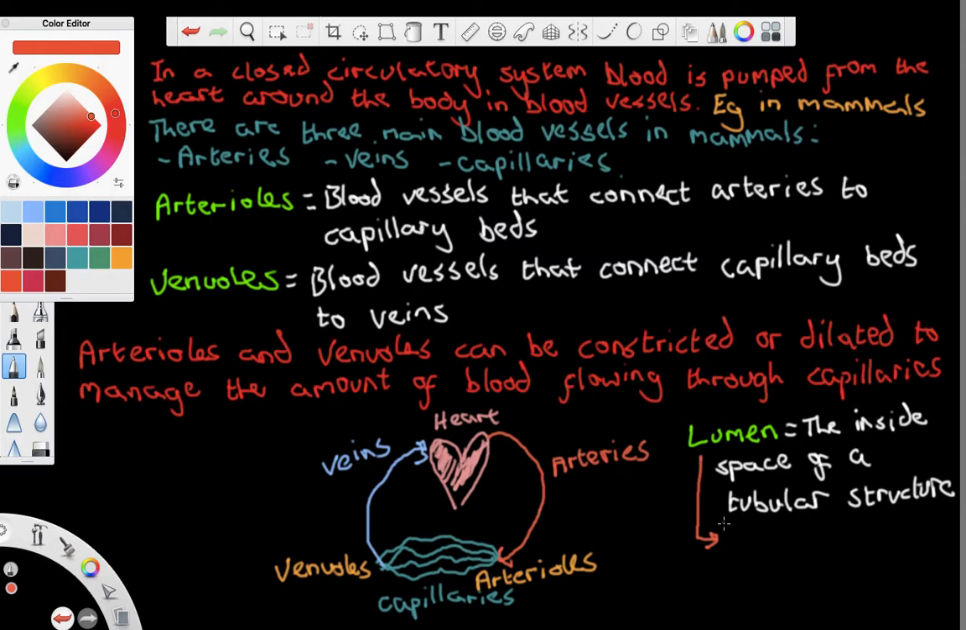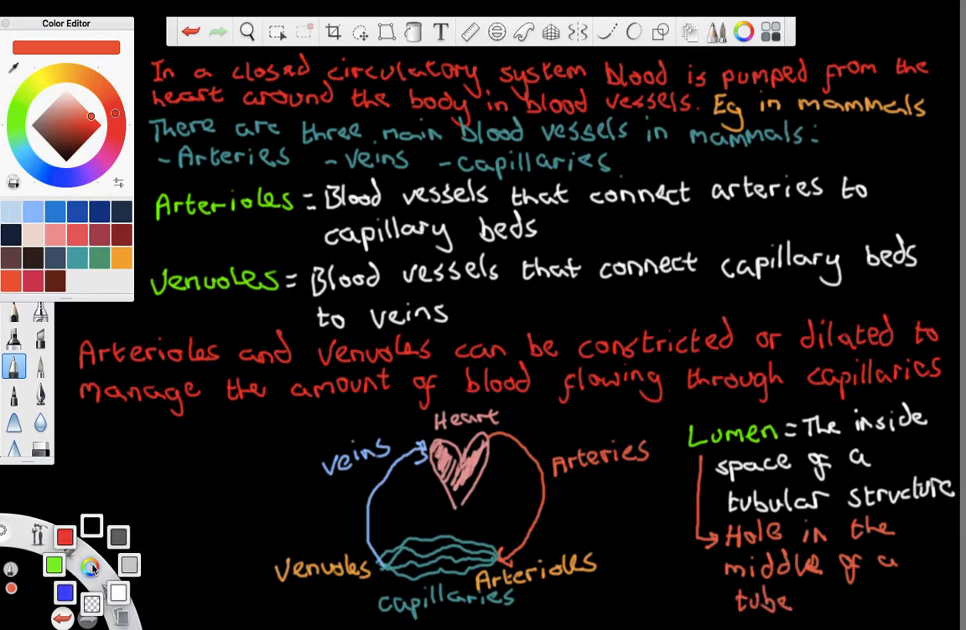We can say there that it is the hole in the middle of a tube. So if this is our blood vessel, the lumen would be the part in the middle. So that would be the lumen. Okay?